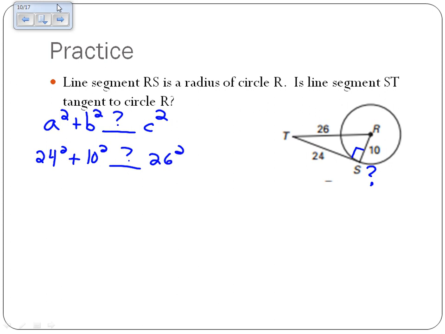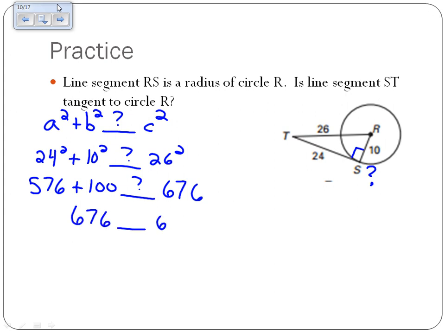How does that sound to everybody? Does that look okay? Do you understand what we're doing here? We're doing this right here to see if it's a right angle. 24 squared is 576. Plus 10 squared is 100. Question mark, 676 is 26 squared. So 576 plus 100 is 676. What can I conclude about those two? They're equal, so therefore it is a right angle.